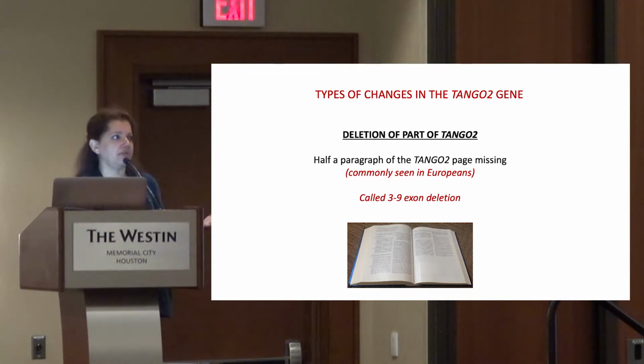A whole paragraph can be missing, half a page can be missing, and we call that deletion of part of the gene. And that's what we see very frequently. That is the exon 3 to 9 deletion. I'll show you what exons are, but this is the part of TANGO2 that is deleted that we see frequently in the European population. So that can be one change.